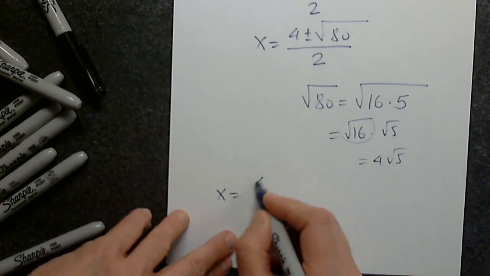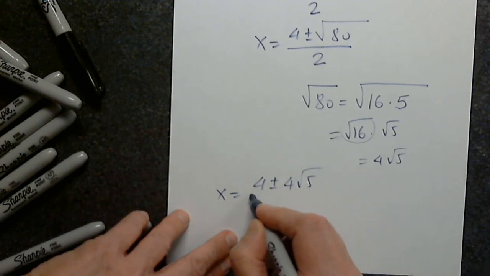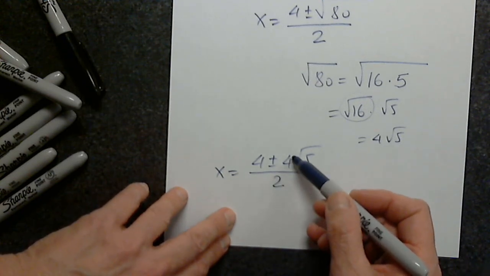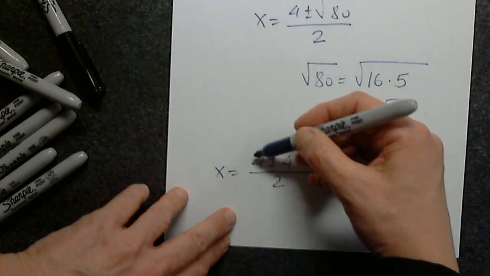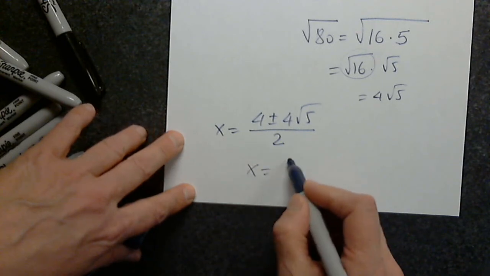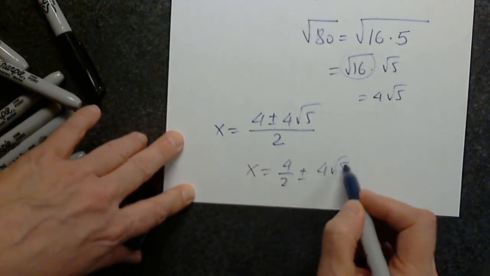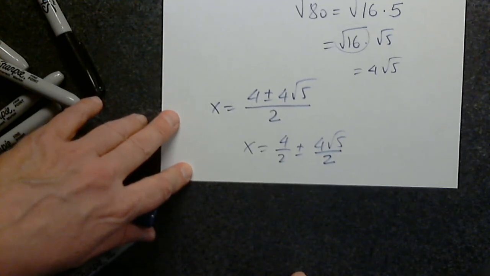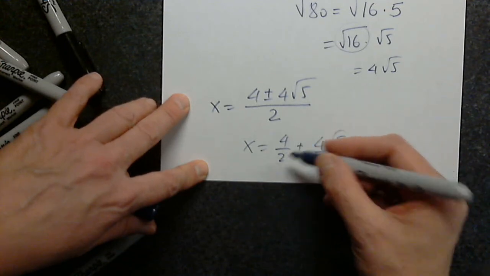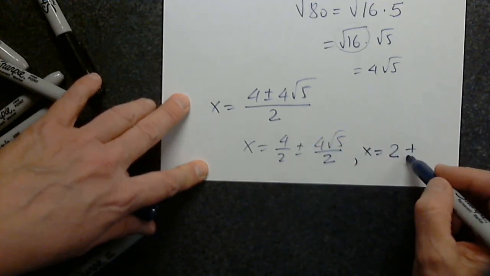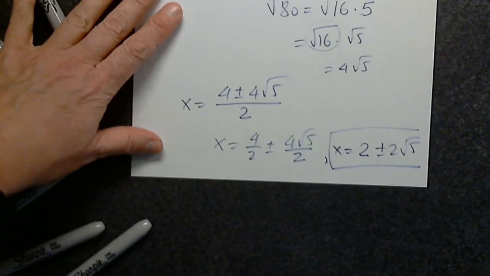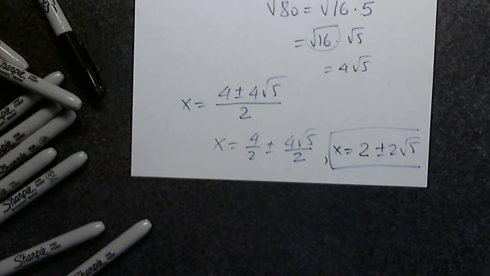So if they want the exact answer, this is still not done, because we have to simplify the 2. If you simplify the 2 here, it will be a terrible mistake. One option would be to separate the fraction like this. And now you can simplify each fraction by itself or factor out. So then x equals 4 over 2, which is 2, plus or minus 4 root 5 over 2, which is 2 root 5. And this is the final exact answer. If they want an approximation, that is a different story.